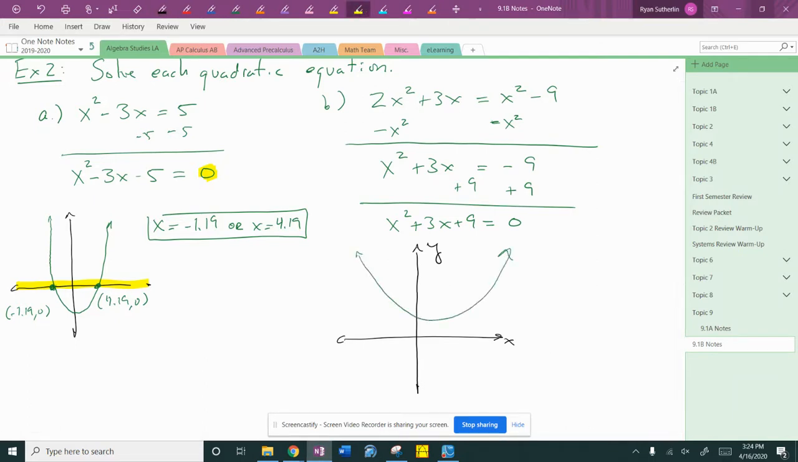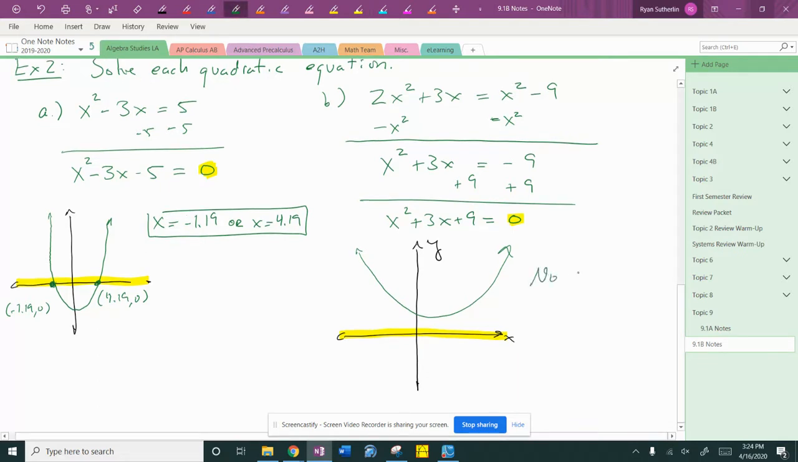And so again, when we're trying to find when it equals 0, we're looking where it crosses the x-axis. This one does not. So this one has no solution, is what we would write. It never crosses the x-axis.